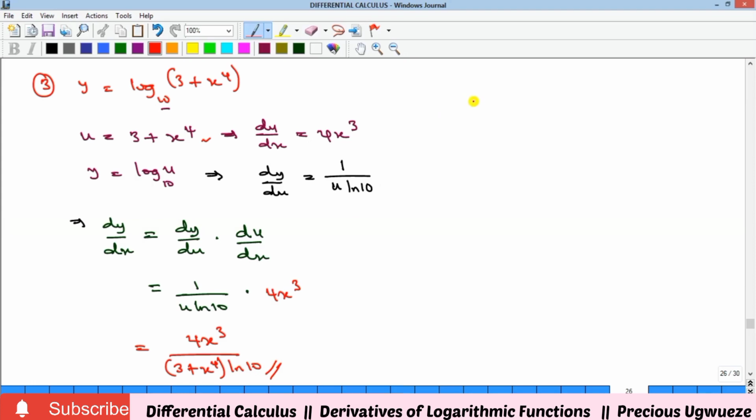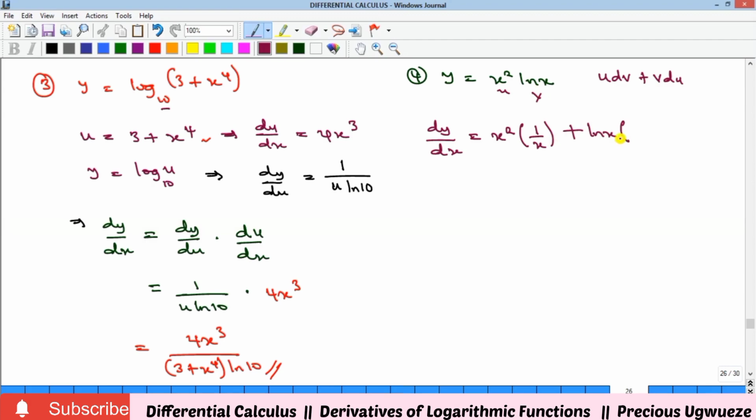Okay, and so the next one, we have example 4. And so being a product, it means that this is our u and this is our v. And recall the formula, u dv plus v du. Okay, so that means our dy dx is going to be equal to u, which is x squared, multiplied by dv, and v is ln x, and when you differentiate ln x, you get 1 all over x, then plus v, and our v is that ln x, multiplied by du, the differentiation of x squared, which is 2x.